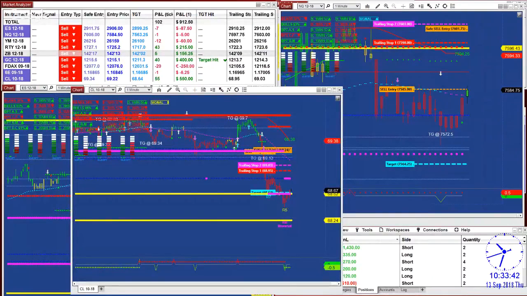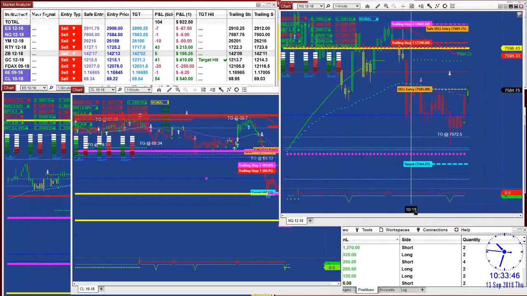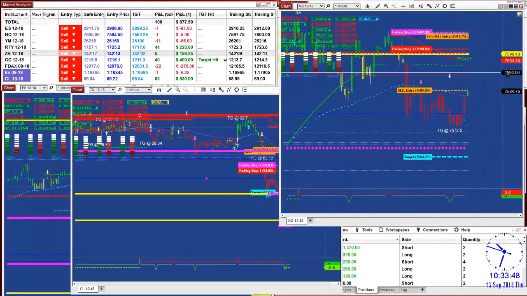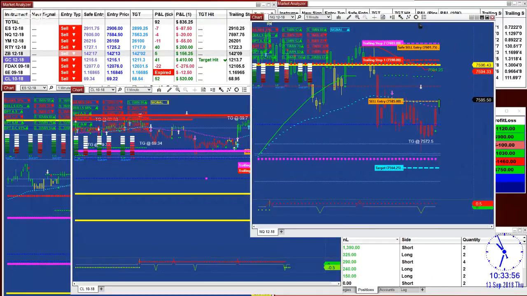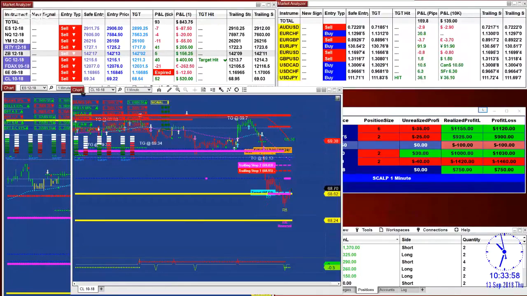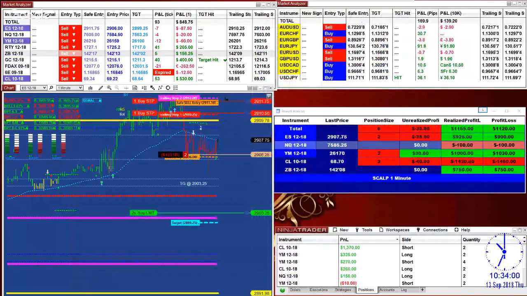So this is the CL. Whoever followed us on the NASDAQ, I told you where to exit to the tick, and you have not missed any trade on the NASDAQ, not even one tick. You just sucked the juice out of that trade. And this is what it's supposed to be.